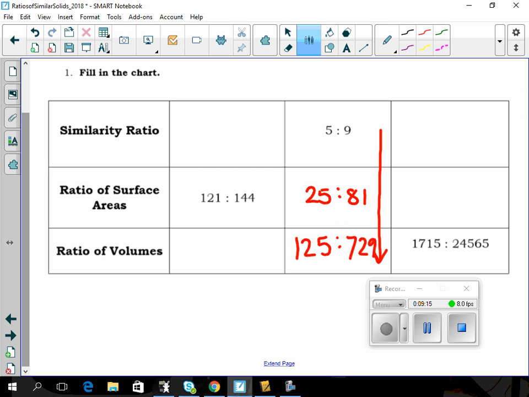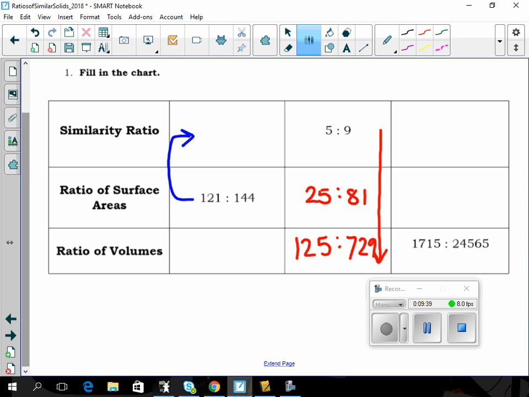This time I'm given the middle one, which is the areas. What did I say we always had to work back to first? I need to go back to the top, right? Always. So I need to do what with that 121 and the 144?